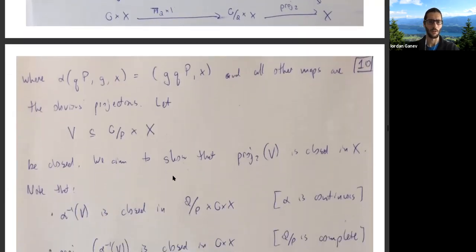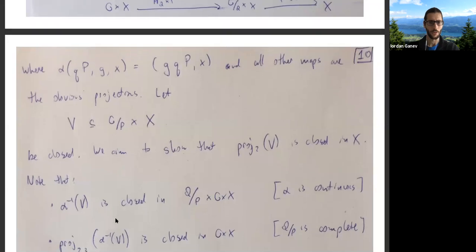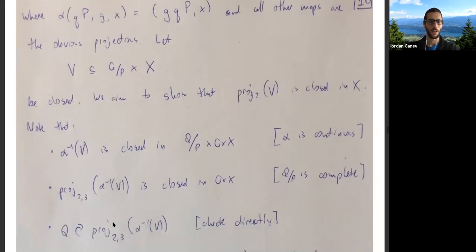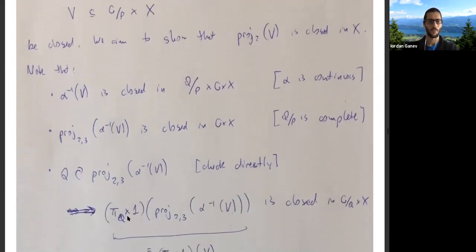So we take something that's closed. We first pull it back to something that's closed in this variety. That's just because alpha is continuous. Then we project it down and we get something closed because Q mod P is complete. And then Q will actually act on this image. So this is not just some arbitrary closed subset of G mod X. It's a Q invariant closed subset of G mod X. And that's why if we apply this quotient map, we'll get something closed.